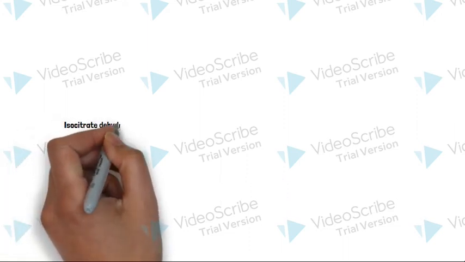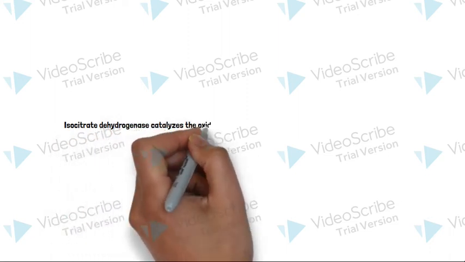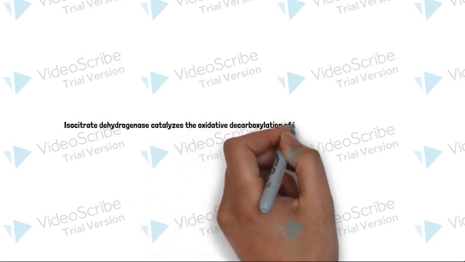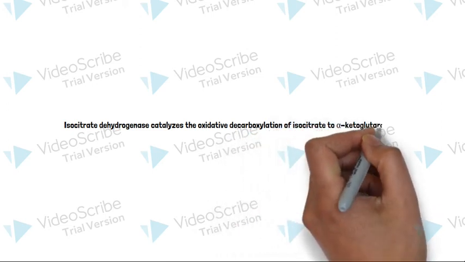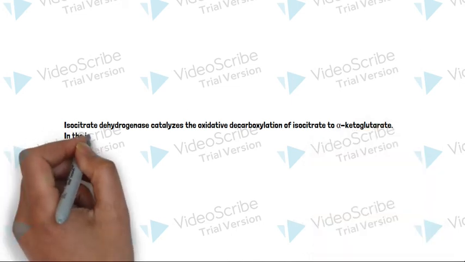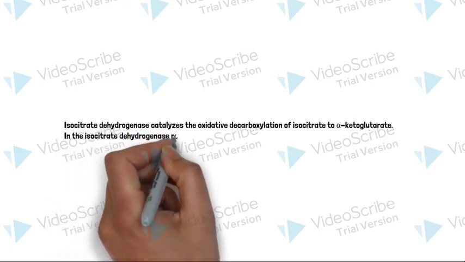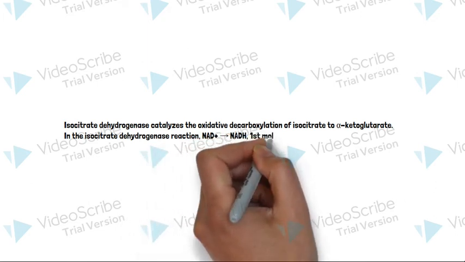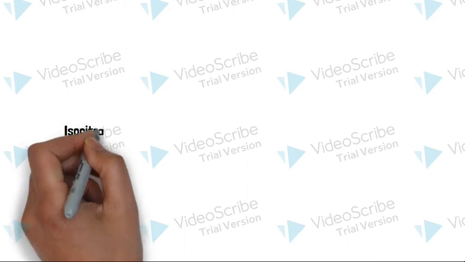Next, isocitrate dehydrogenase is going to catalyze isocitrate to alpha ketoglutarate. This is a dehydrogenase reaction. This is a type of decarboxylation reaction where one NAD is converted into NADH, the first molecule. Remember, in the whole cycle we will get 3 NADH, and CO2 is also released.